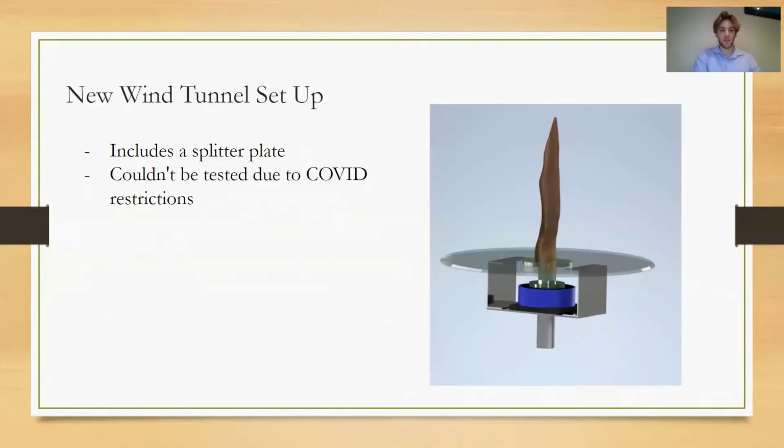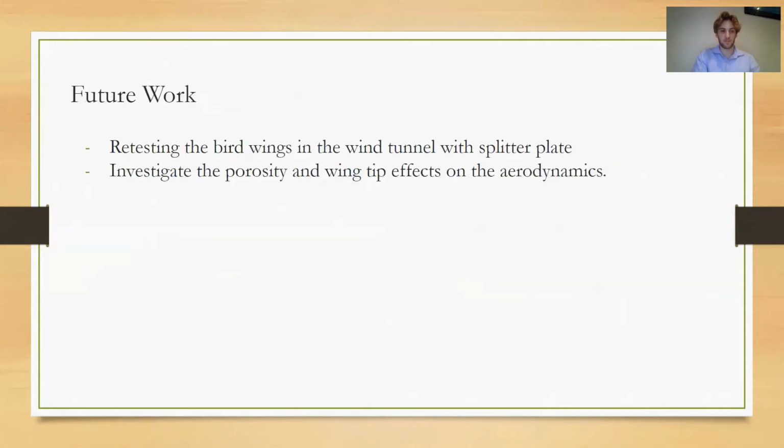To fix these problems, we developed a new wind tunnel setup that includes a splitter plate. The splitter plate should stop the vortices being produced at the base of the wing and overall improve the accuracy of results. However, this couldn't be tested due to the COVID restrictions.